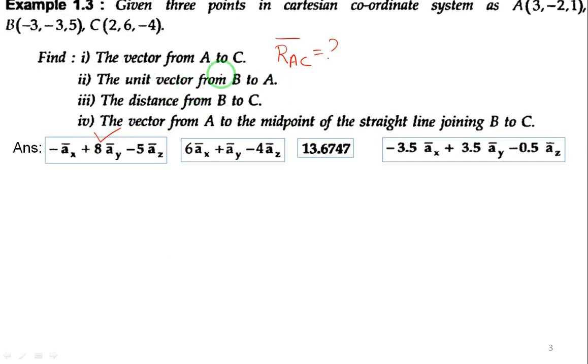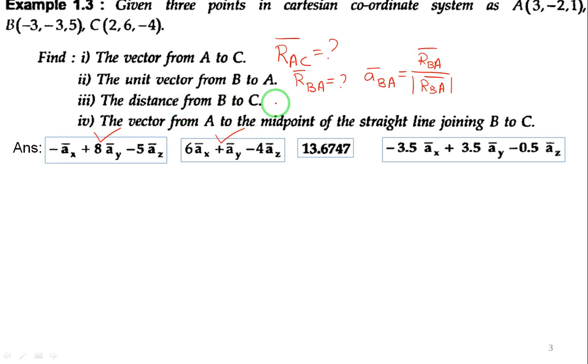Before finding the unit vector from B to A, first find out vector RBA, not A to B. There is a lot of difference between A to B and B to A. The direction is reversed. So first find out RBA. Then go for the unit vector from B to A. Apply the mathematical definition of unit vector, the vector RBA divided by its magnitude. So this is the unit vector ABA. This is the answer you have to get.